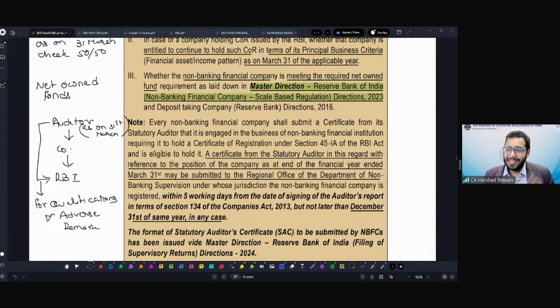So yes, Nidhi companies are also a category of NBFC, but a specific category. They are required to be registered under the Companies Act, sorry, not the RBI Act.